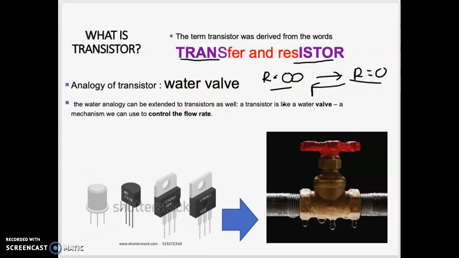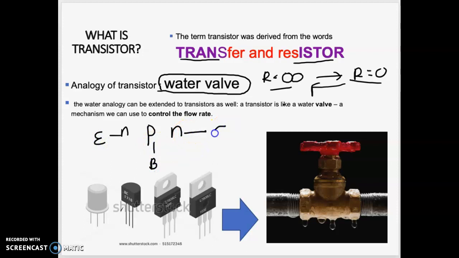Let's take a look at one analogy of the transistor. You can make an analogy that a transistor is like a water valve. You know the BJT transistor has three parts, right? We have N, P and N. This N will be connected to your emitter, your P will be connected to your base, and the other N will be connected to your collector. So these are the three junctions of the BJT transistor.